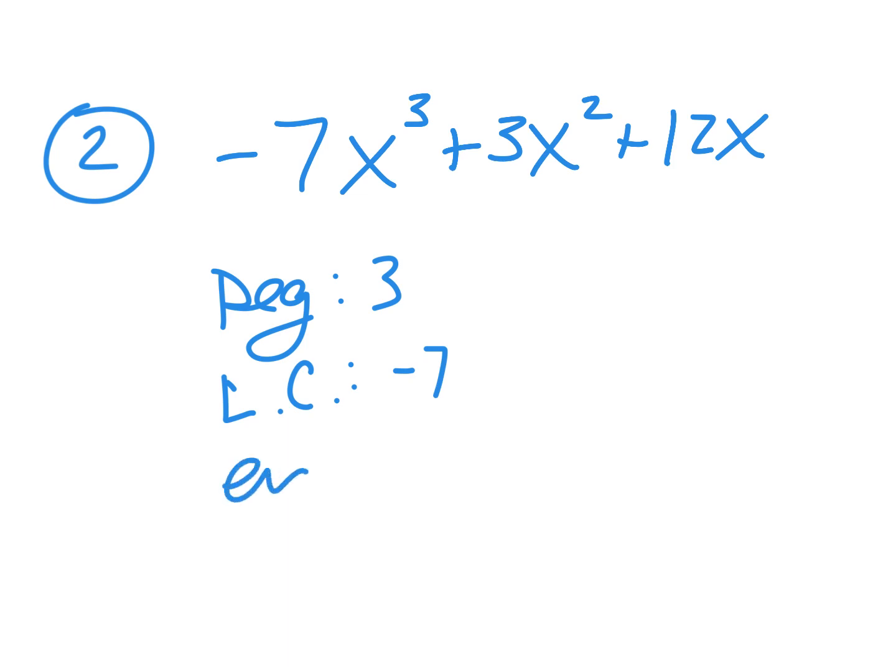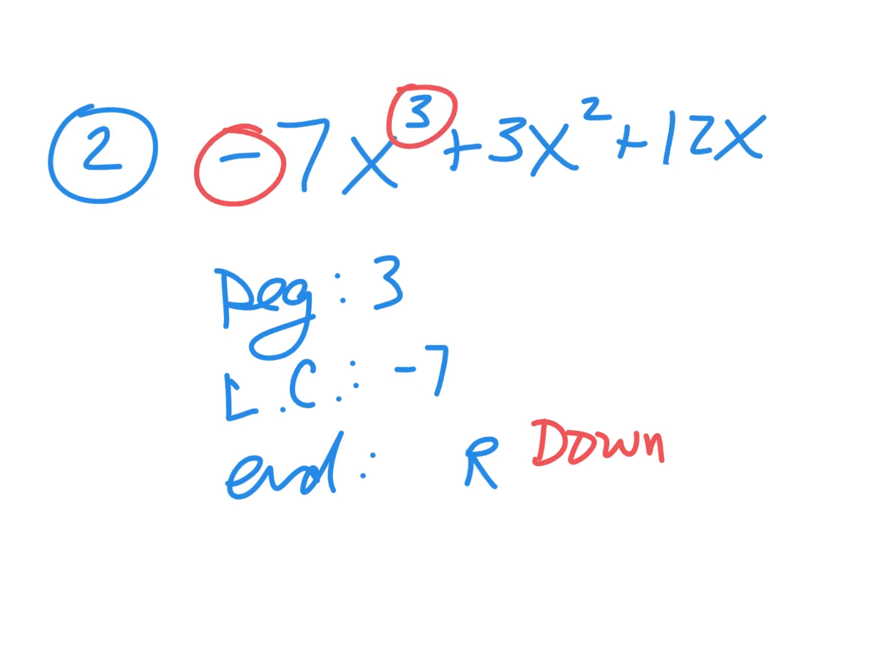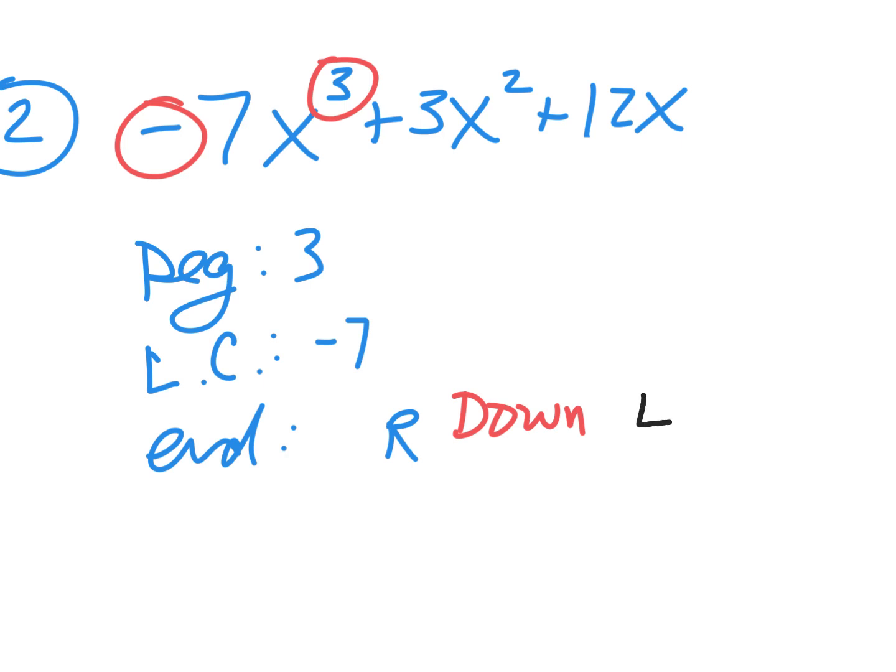And then? The end behaviors. And start with the right. I know it's weird, but it's the best way to go. That is down. And then you've got to decide, is it the same or different than that? Veda, is it the same or different than that on the other end? Yep, because this is odd, it's different. And so the left will be different than down, therefore up.